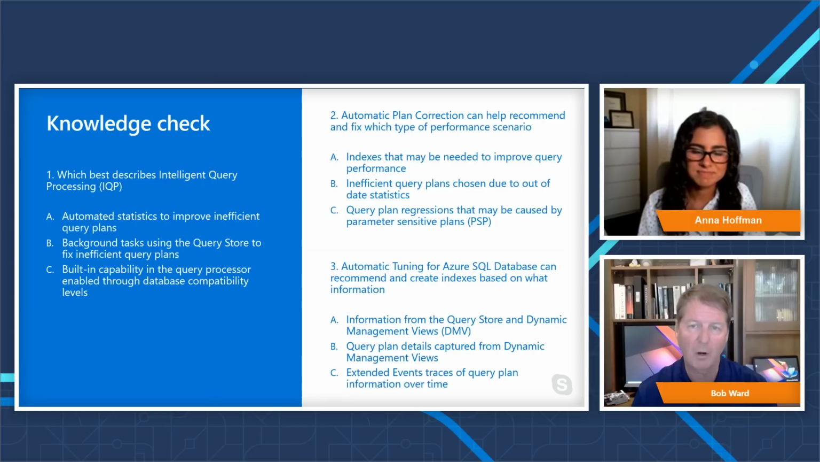So for number 2, remember automatic plan correction is about query plan regression problems. So we're not going to recommend indexes for automatic plan correction.